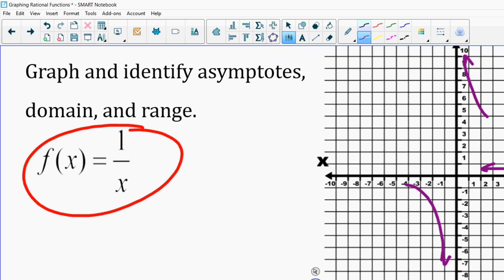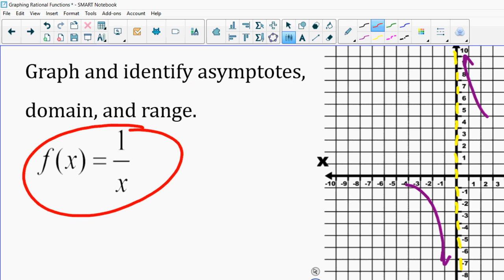Guys, when something like that happens, this line that those points are getting closer and closer to but never touch, you know what it's called? It's called an asymptote. In this case, we've done asymptotes a little bit. That's called a vertical asymptote.